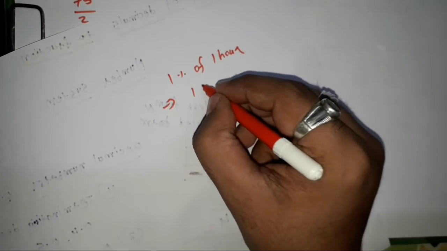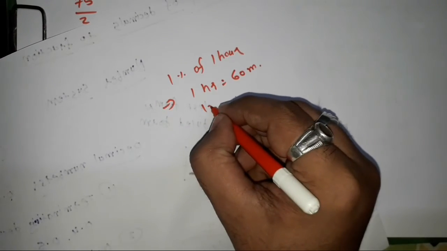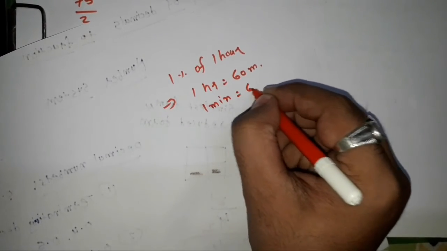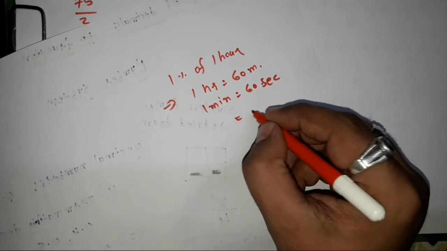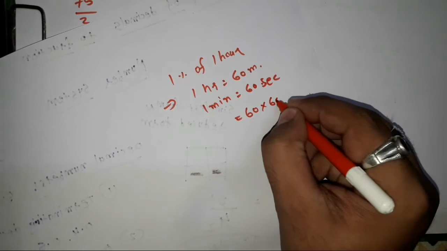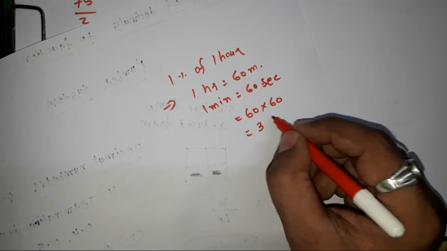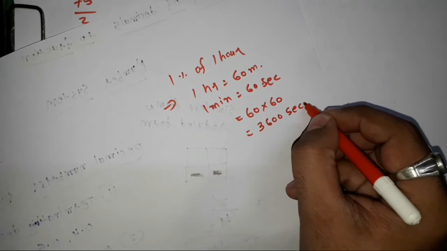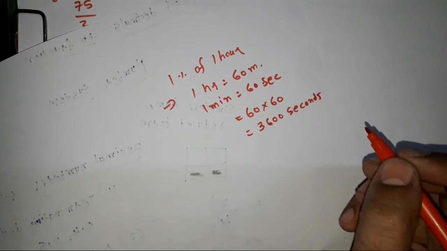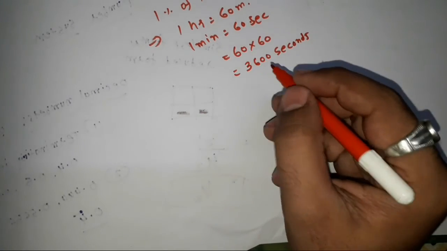We all know that 1 hour equals 60 minutes, and 1 minute equals how many seconds? 60 seconds. So for 60 minutes, how many seconds are there? For that, what will we do? 60 multiplied by 60. If I do 60 multiplied by 60, I will get 6 sixes are 36 and double zero will be there. So that is 3600 seconds. Now we have to find 1% of 1 hour in seconds.